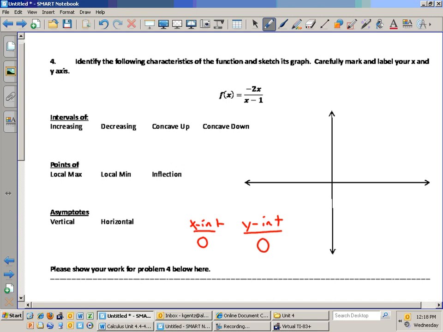Now, I'm going to go straight to the asymptotes. I have vertical asymptotes that occur where the function is undefined. Where is it undefined? x equals 1. So I have x equals 1 as a vertical asymptote.